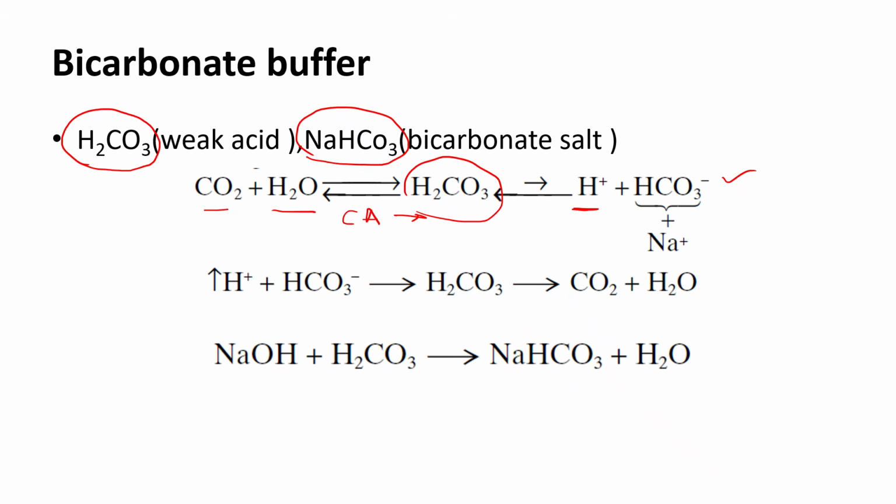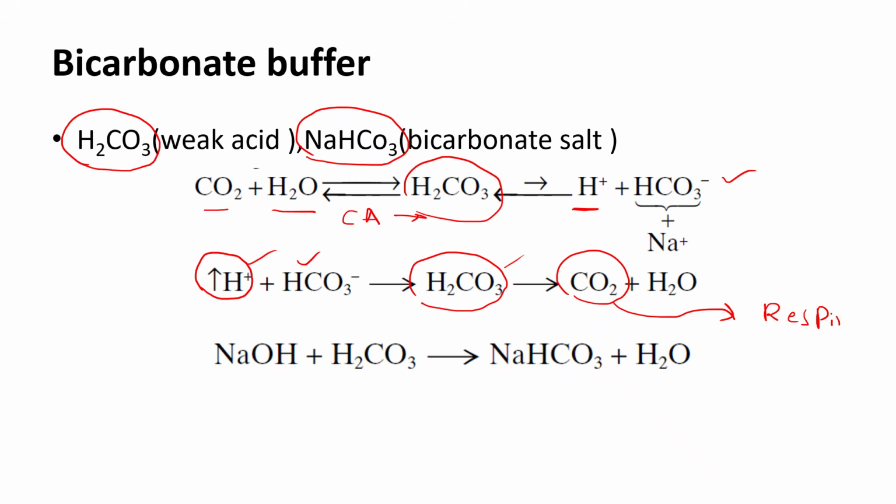So let us think that we add a stronger acid to this bicarbonate buffer. So this acid binds with the bicarbonate and it forms a weaker acid, carbonic acid, which splits into carbon dioxide and water. This carbon dioxide is eliminated through the respiratory system. So the change in pH is corrected. Similarly, a strong base is added that fuses with the weak acid, carbonic acid, to form sodium bicarbonate, which is a salt which doesn't alter any pH. So in this way, bicarbonate buffer acts.